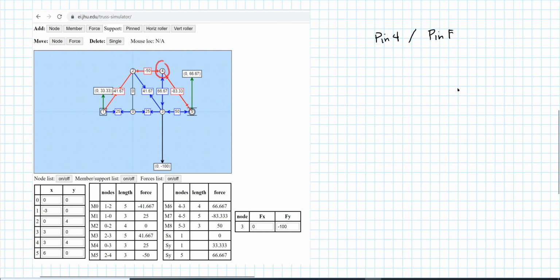And with our free body diagram, a little circle that I drew, everything that I cut through with the circle, I need to show as a force. So I've got pin 4 here. I cut through this 50 over here, so I need to show that. I cut through this 66.67, so I need to show that. And then I cut through this negative 83, so I need to show that.